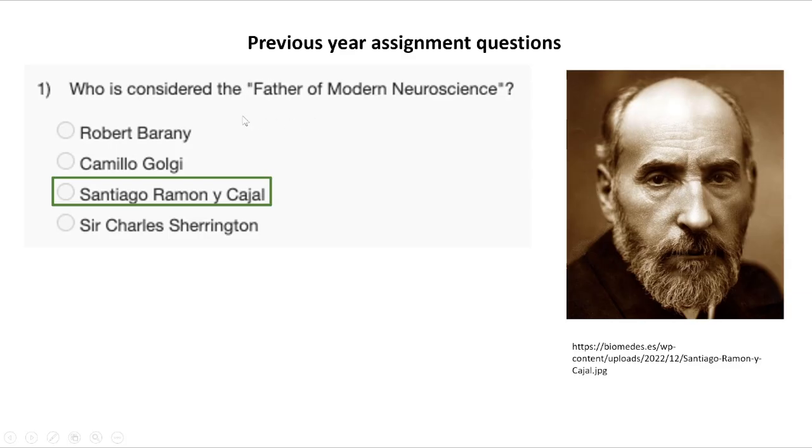So, who is considered the father of modern neuroscience? It is Santiago Ramon y Cajal, who won the Nobel Prize in 1906 in physiology or medicine for his groundbreaking discovery about the structure of the nervous system, or the structure of neurons.